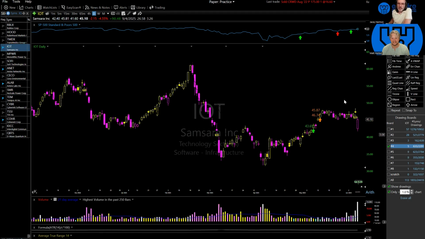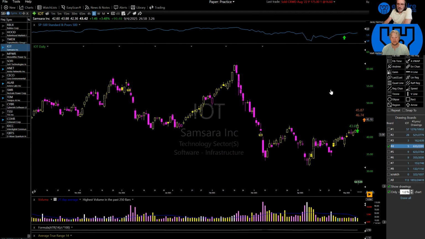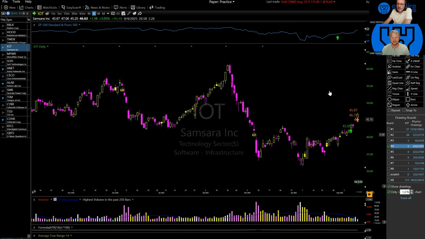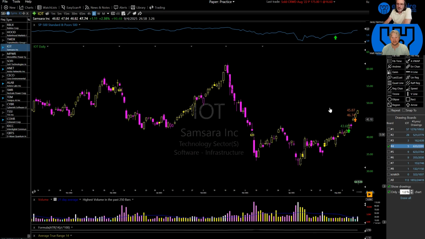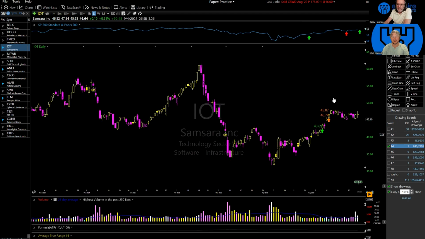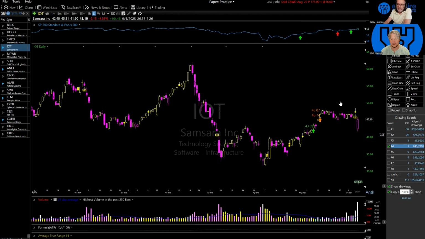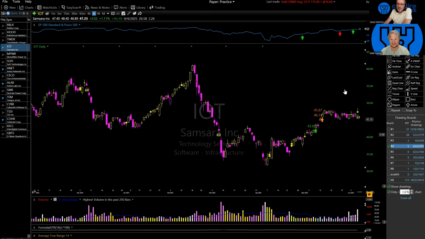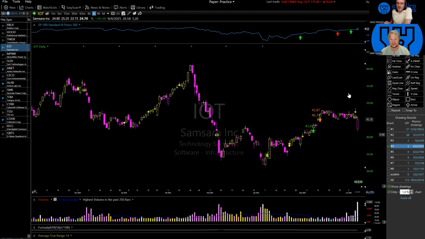Samsara, that was the next breakout. Bought that right here. It was a really good looking breakout, and it had nice strong follow through. Took some profits here, and it continued to just kind of trade sideways. Now I was really liking the look of this, and I was thinking, man, this thing could really move tomorrow on tomorrow's earnings, and it moved the wrong direction.